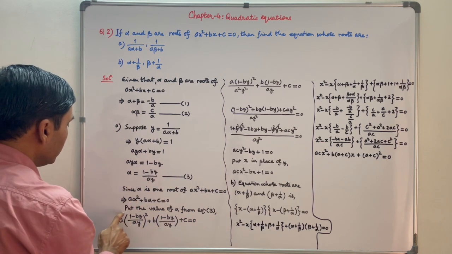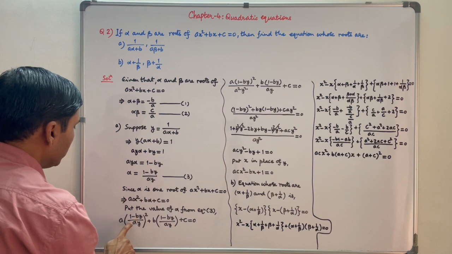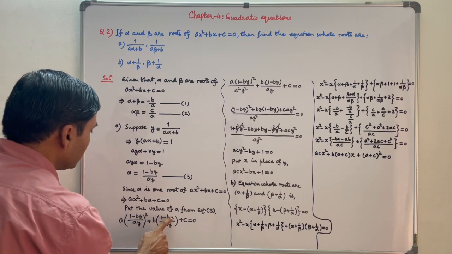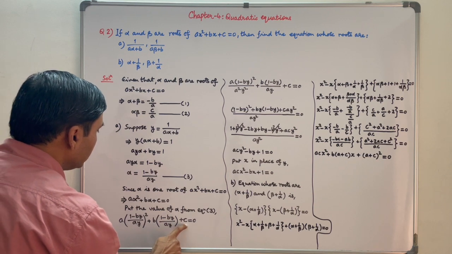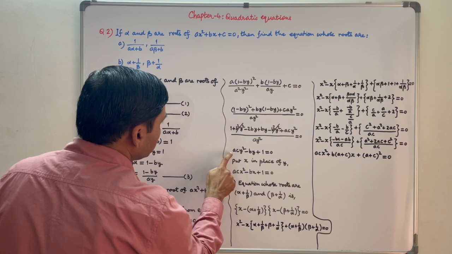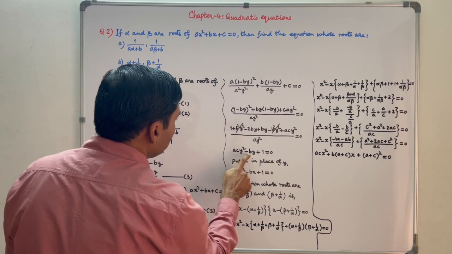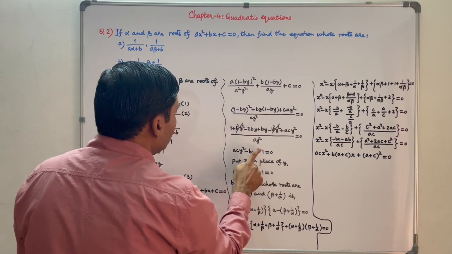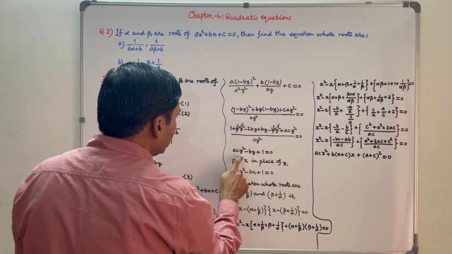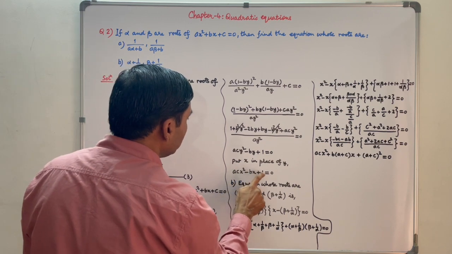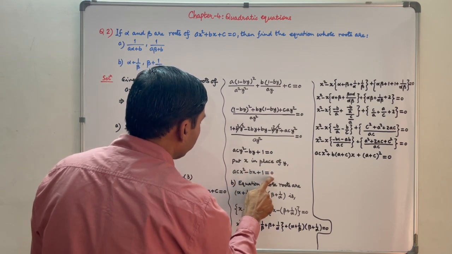So the equation is a into 1 minus by upon ay whole square plus b into 1 minus by upon ay plus c is equal to 0. So after simplification, the equation is acy square minus by plus 1 is equal to 0. Put x in place of y. So the required equation is acx square minus bx plus 1 is equal to 0.